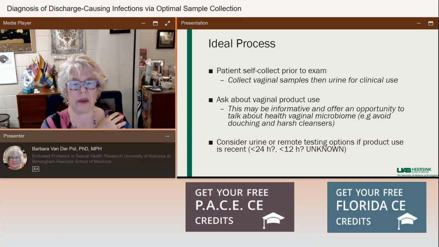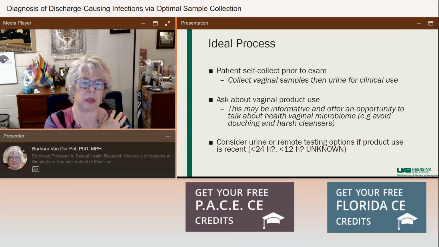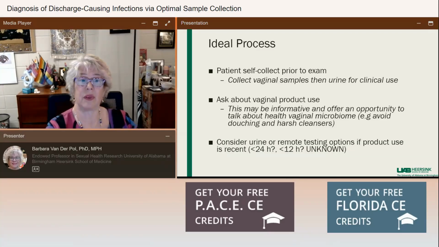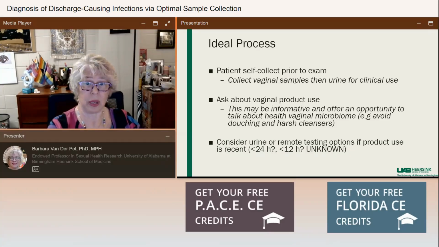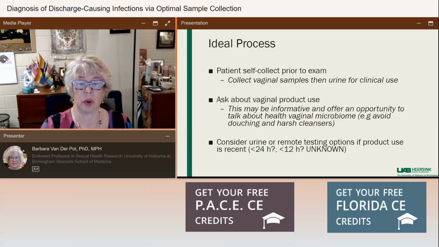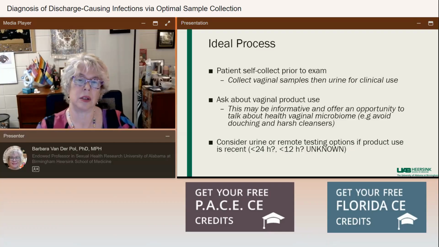Just remembering that we should never discourage people from using vaginal lubricants, because I think that's important for many people's sexual health and enjoyment. But if they're using vaginal products, like, for example, somebody comes in and says, yeah, I just had sex this morning and I used a lubricant, consider urine, because it's still going to be better than nothing. And it's, again, for that patient at this moment, under these circumstances, the best test possible. Or you can consider remote testing options. And that just depends on your setting and whether or not you have access to the ability to do something like telemedicine, where you hand the person a kit and say, collect your specimen tomorrow.